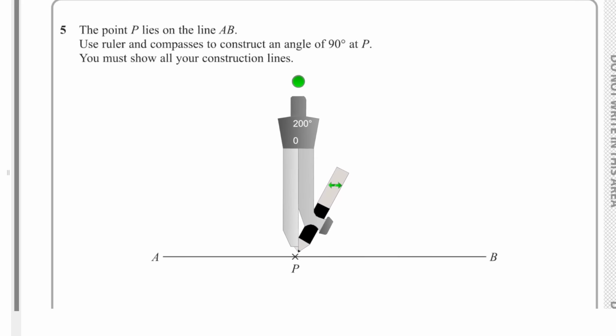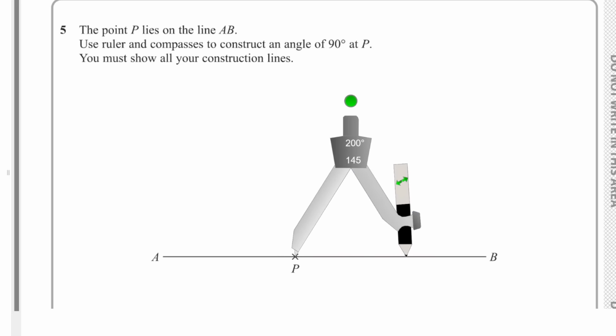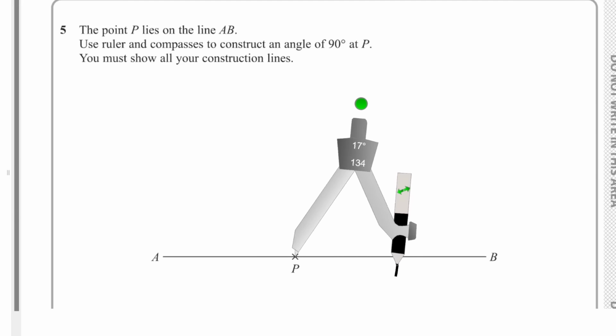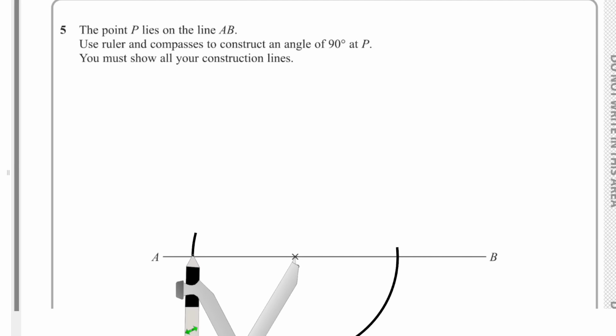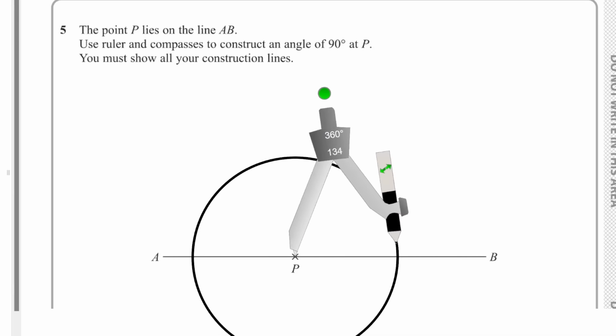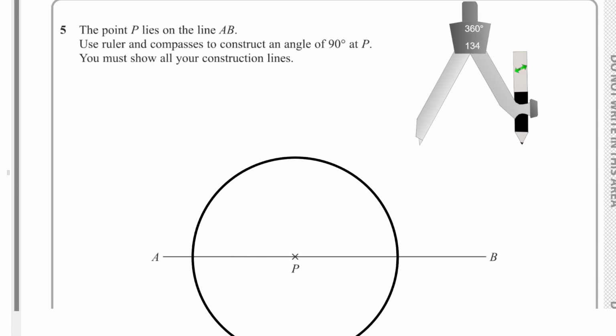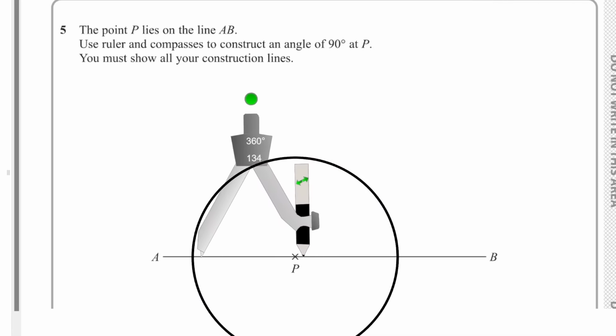And then we're going to draw a circle, and that's going to find us 2 points an equal distance away. So one there and one over there. They're an equal distance away from P. So 2 points an equal distance away from P.